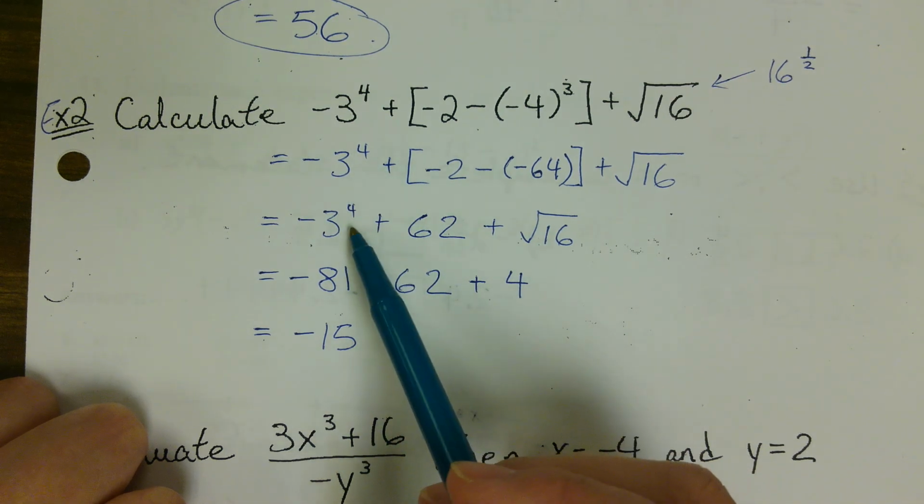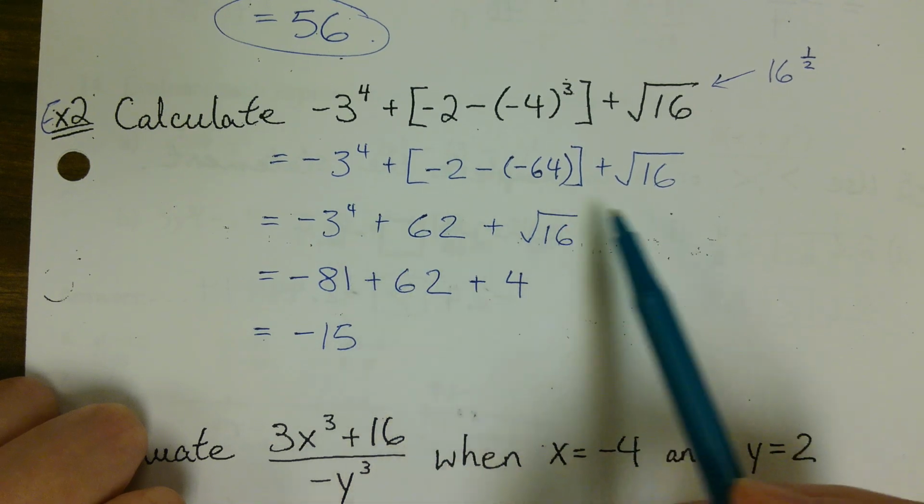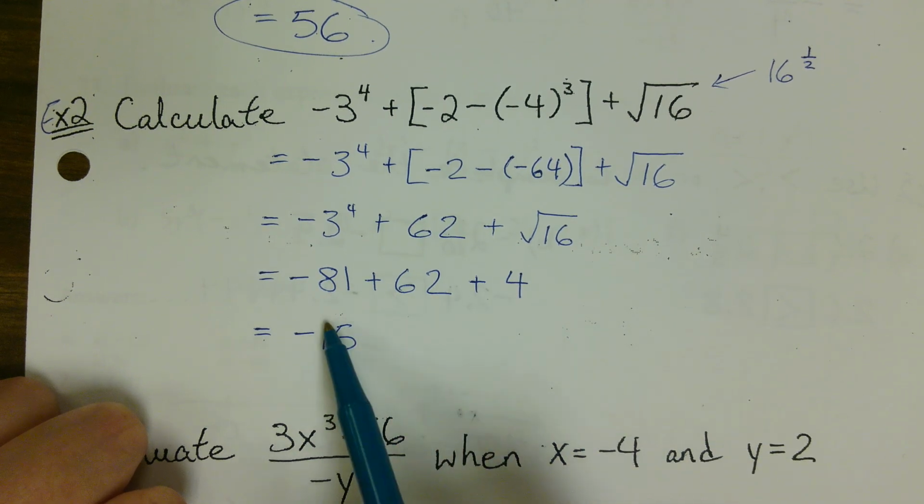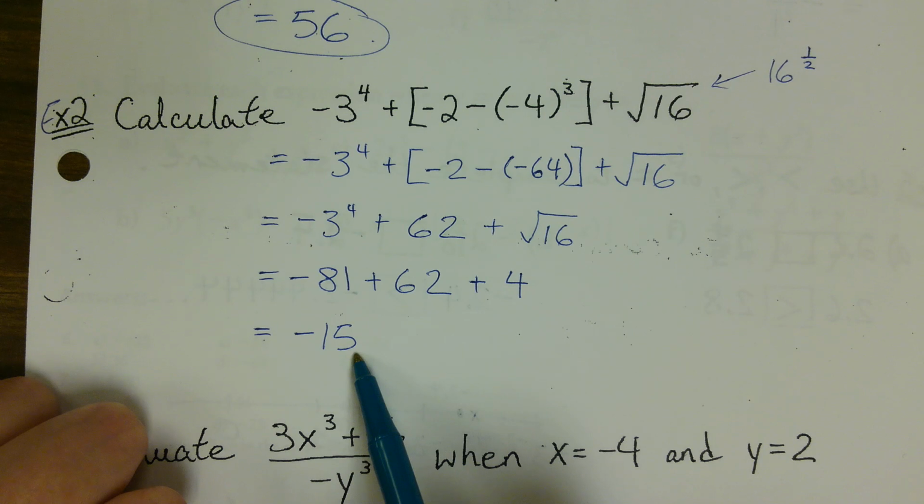-3 to the power 4 is -81. And then square root 16 is 4. Okay? So then add and subtract the rest, you get -15.